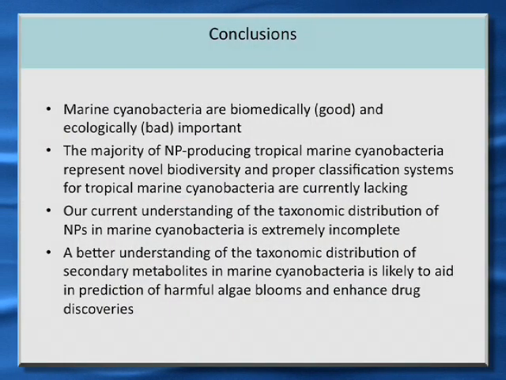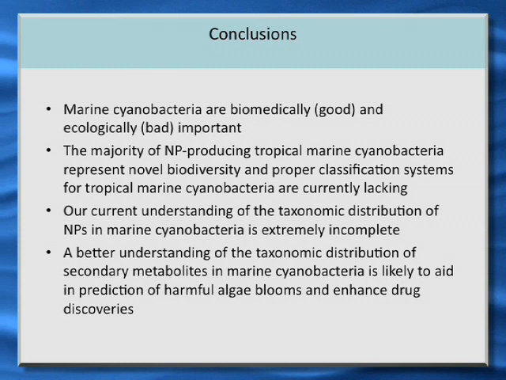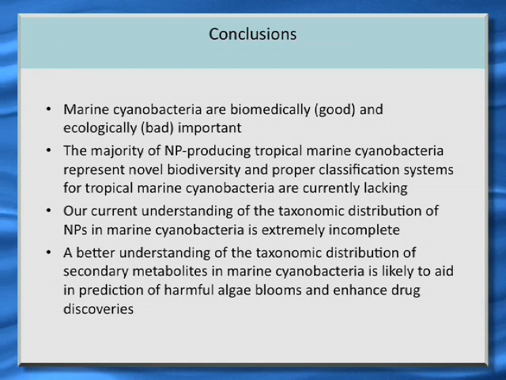So in summary, cyanobacteria can be very good. A lot of the secondary metabolites have very promising biotechnology and biomedical applications, but it can also be very bad, can be very harmful in the environment. Being able to have classification systems to identify and classify them is very important. And that's something we're working on at the Smithsonian, to provide these classification systems. And what we find is that at least of this marine, tropical and subtropical marine cyanobacteria, there's a lot of new biodiversity that we currently lack classification systems for.